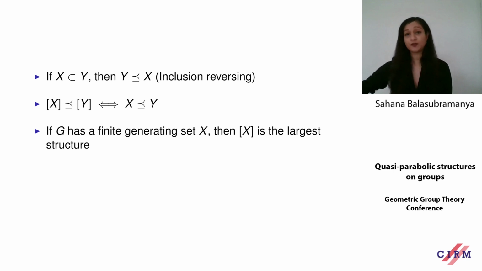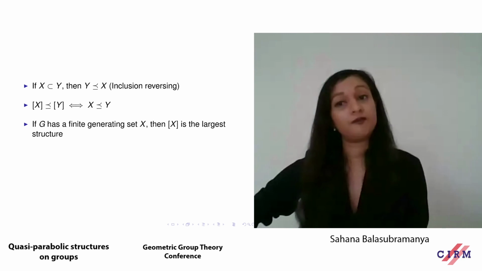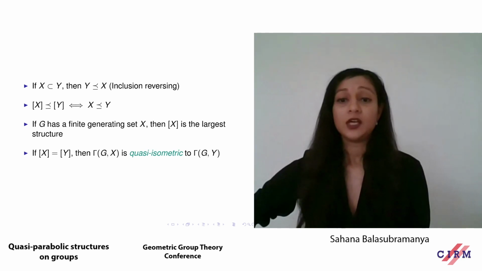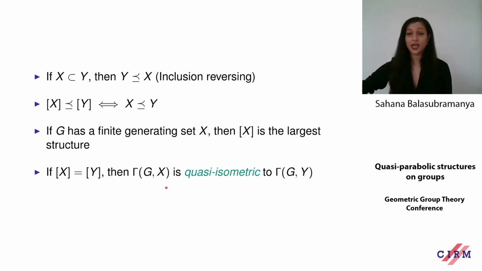If G happens to be a finitely generated group, then the equivalence class of that finite generating set will be the largest equivalence class. And this is simply because the supremum turns into a maximum, which is always finite for a finite generating set. And the last thing to note is that if X and Y are equivalent as generating sets, then it follows from our definition that the Cayley graph with respect to X and the Cayley graph with respect to Y are quasi-isometric.